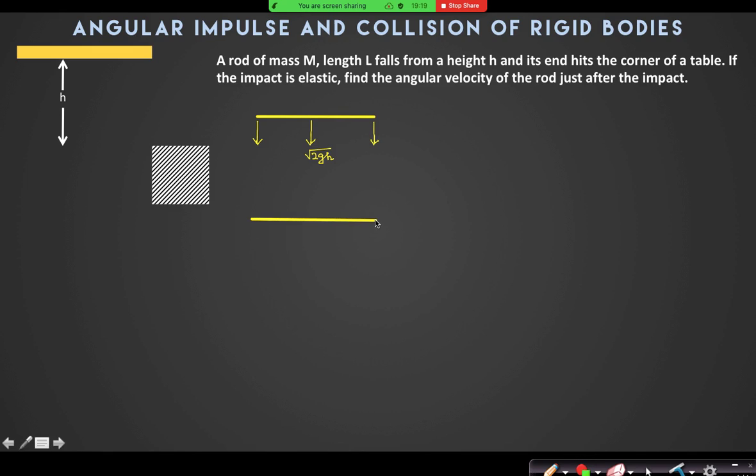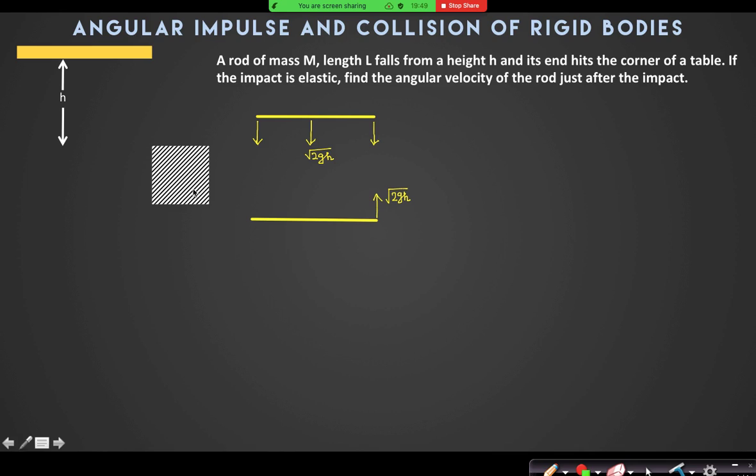Just after the collision, as the collision is elastic, the velocity of this point will be upward root 2gh. Yes or no? Yes, sir. This point I am talking about, as it collides with that corner. So the coefficient of restitution, if you apply it, is 1.